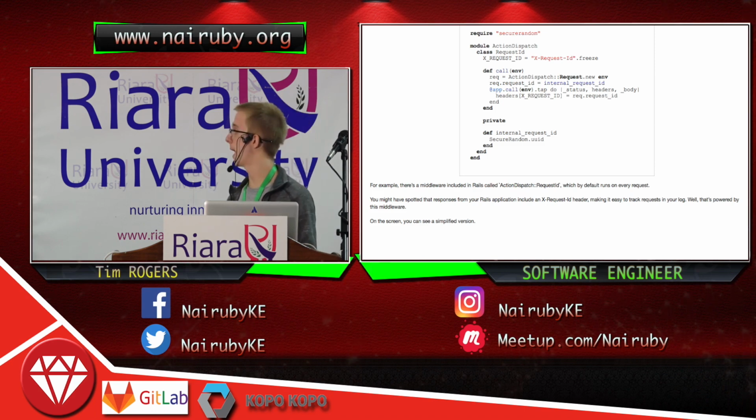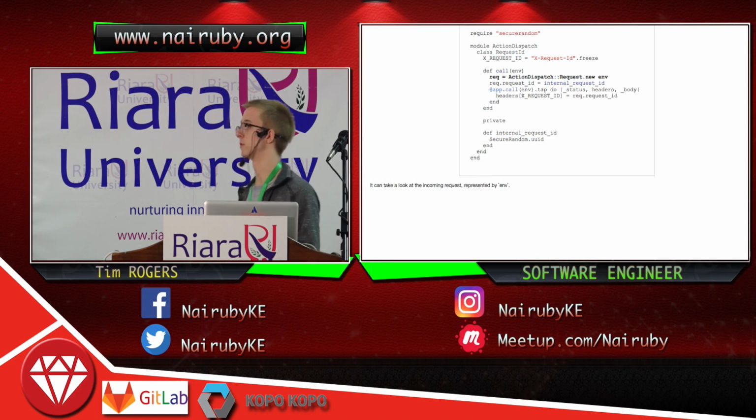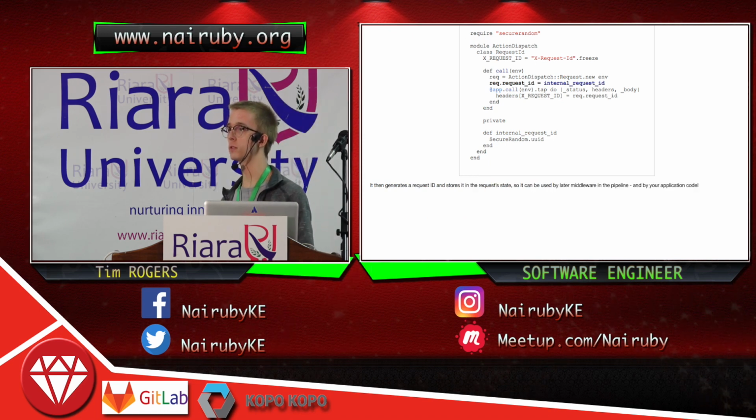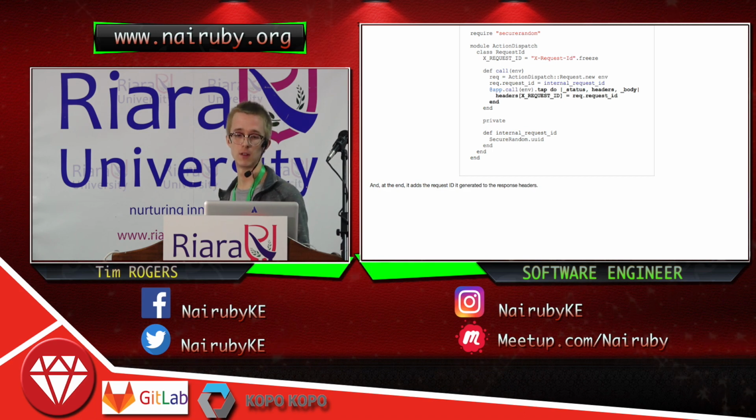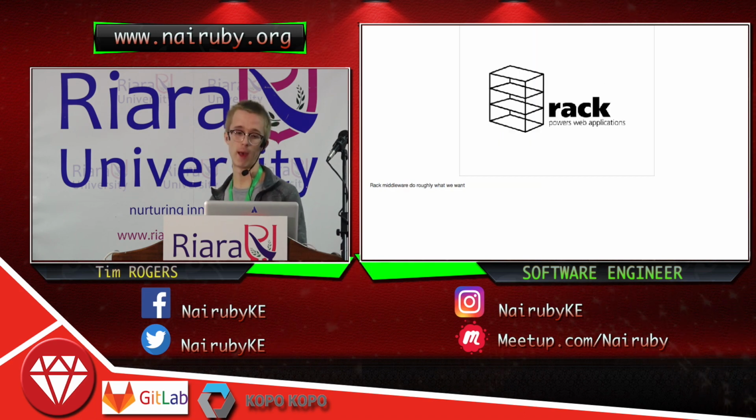In Rails, there's a middleware included called Action Dispatch Request ID, which by default runs on every request in the development environment. You might have spotted in your logs this request ID being recorded, and if you look at the response from your Rails application in development, you'll see an X-Request-ID header, which contains a unique identifier for your request, which can help you trace it end to end. That's all powered by this middleware.